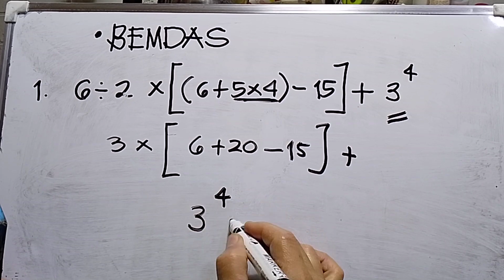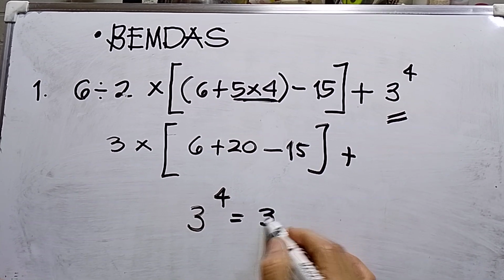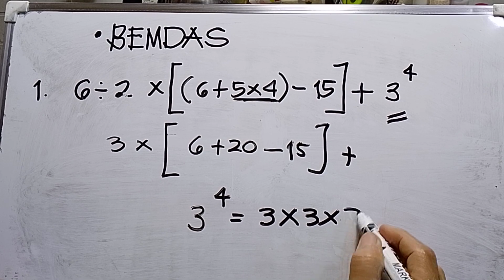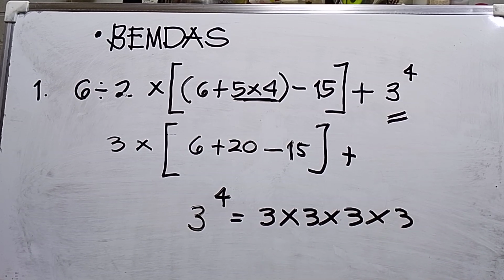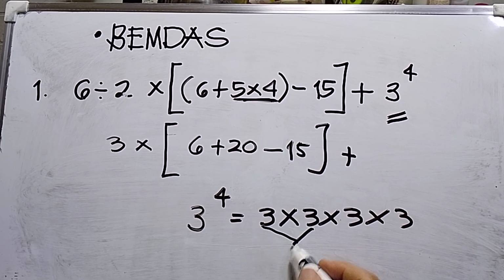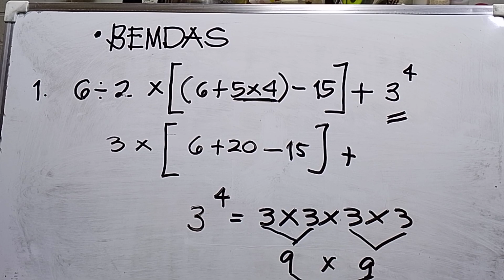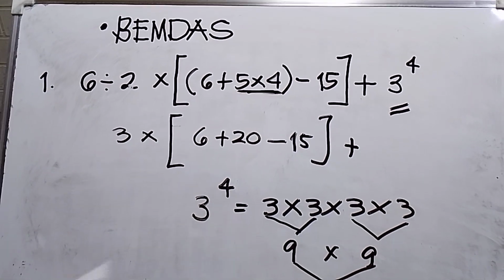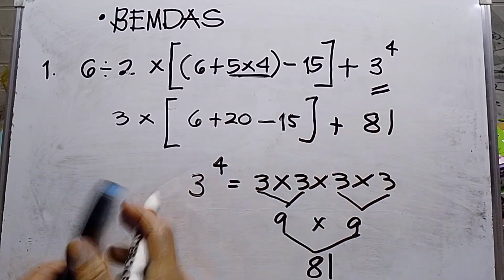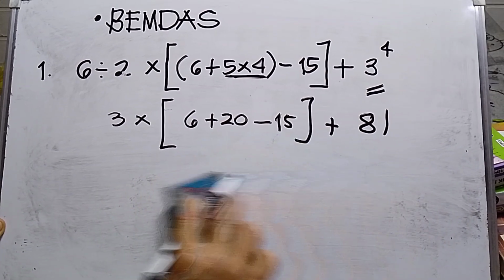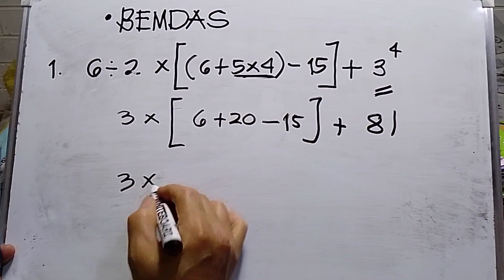So 3 to the power of 4 means 3 times 3 times 3 times 3, multiplied by itself 4 times. So 3 times 3 is 9, and 3 times 3 is 9. So 9 times 9 is 81. So this will be plus 81. Then copy this one, 3 times.